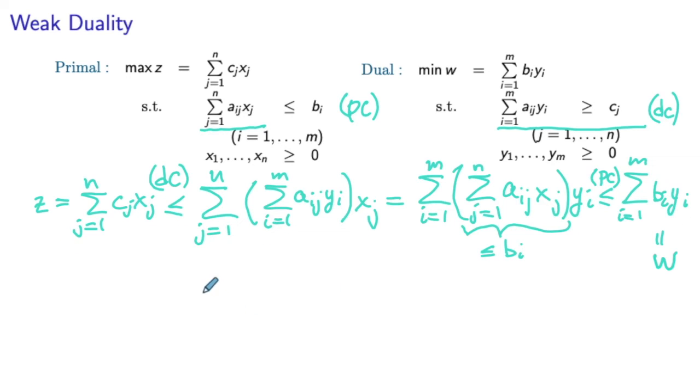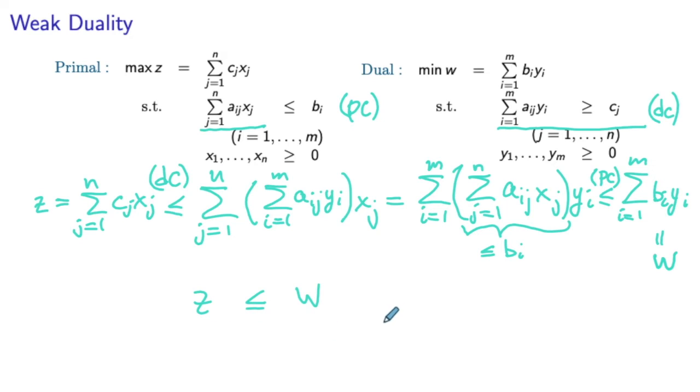So it tells us that the objective of the primal for any feasible solution of the primal is going to be less than or equal to the objective of the dual for any feasible solution of the dual problem. So this W is exactly what we derived also in our motivational example when we wanted to obtain an upper bound on the primal objective.